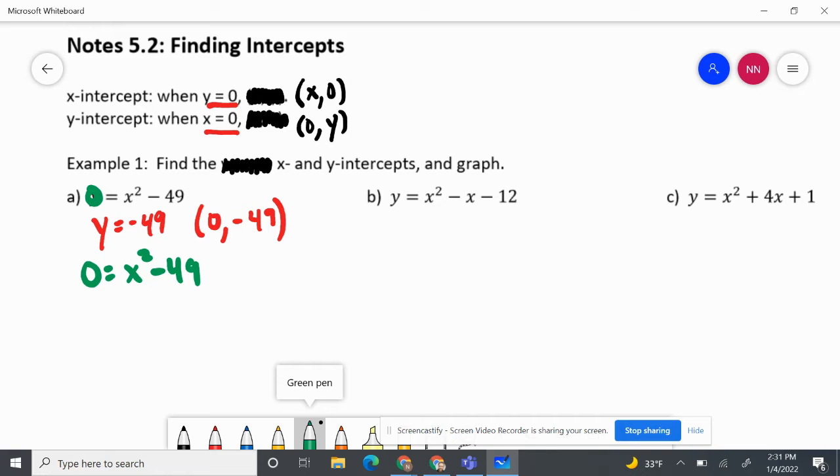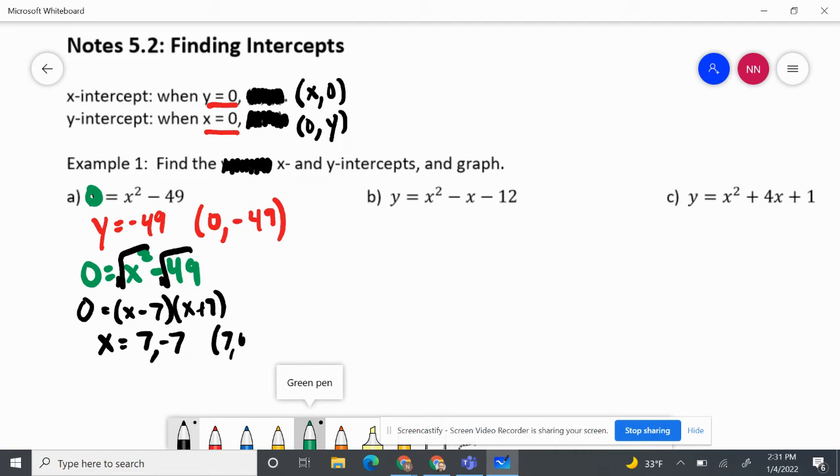In this problem, I'm going to be able to factor it using the difference of squares, and that becomes (x - 7)(x + 7). So my x values are 7 and negative 7. That means my ordered pairs would be (7, 0) and (-7, 0).